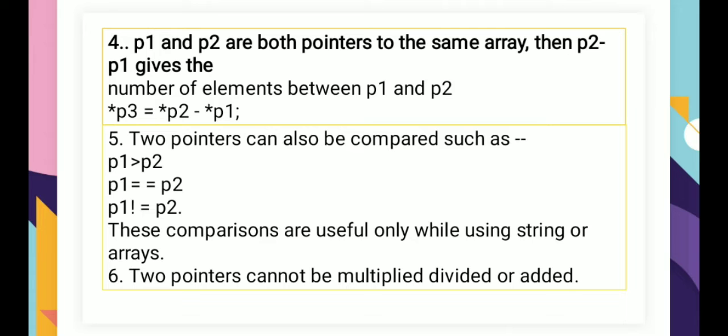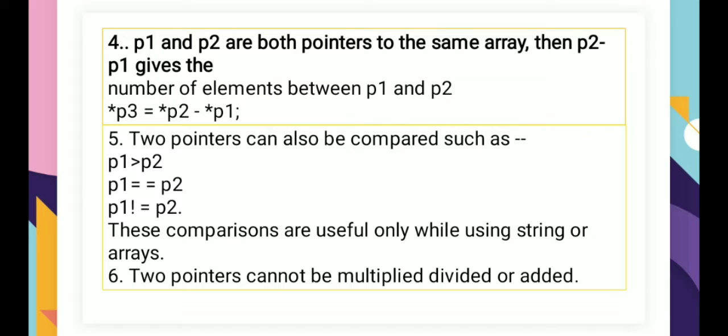Number 4, P1 and P2 are both pointers to the same array. Then P2 minus P1 gives the number of elements between P1 and P2. So, pointer P3 is equal to pointer P2 minus pointer P1.